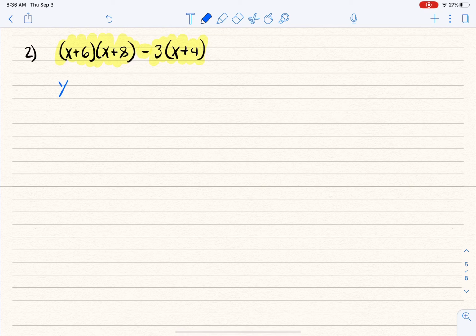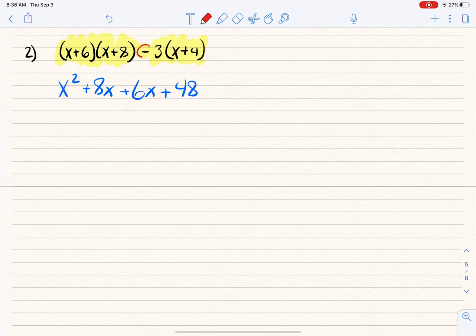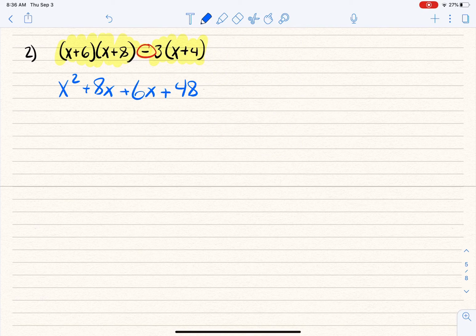X times x is x squared. X times 8, 8x. 6 times x, 6x. And 6 times 8 is 48. The only tricky part about this whole problem is just making sure that you realize that this is a negative and you distribute it as you should. So that really is a negative 3. So it's minus 3x and minus 12.